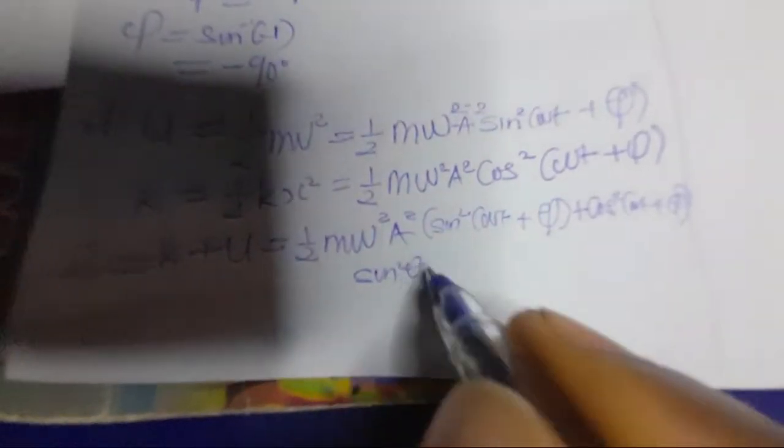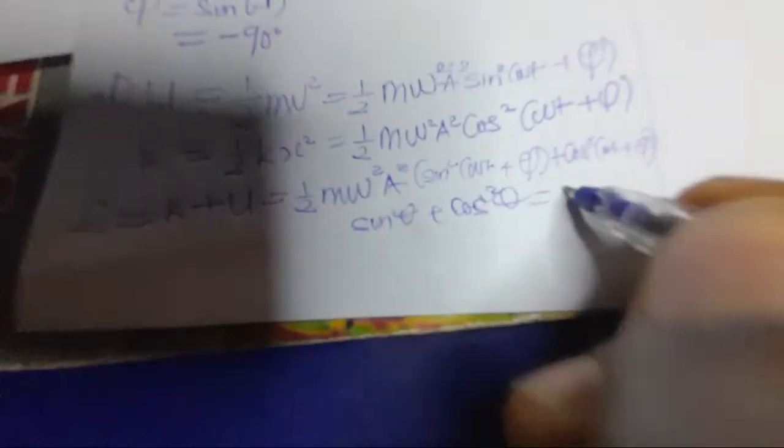Okay, we are making progress here. At the end of the day, from trigonometry, sine squared theta plus cos squared theta is equal to 1. I believe you know this. So all this will become 1, and the total energy will be equal to half m omega squared A squared. All right, so this is the total energy of the motion. That's the formula we're going to use.